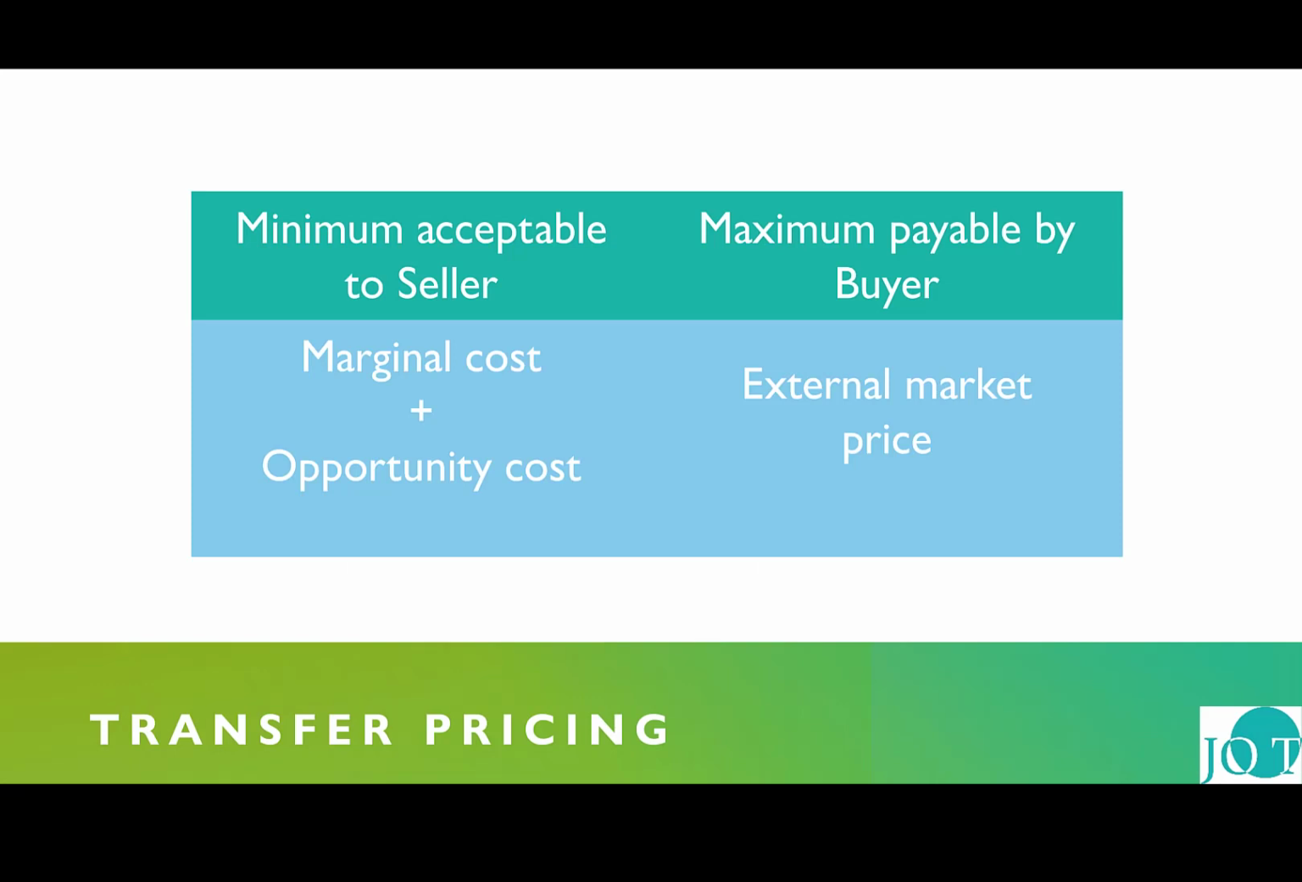So when we're looking at exam questions, you need to focus on two things. What's the minimum acceptable to a seller, and what's the maximum payable by the buyer? Now, the minimum acceptable to a seller is something called the marginal cost, which is the variable cost, plus the opportunity cost. We'll look at that in a minute.